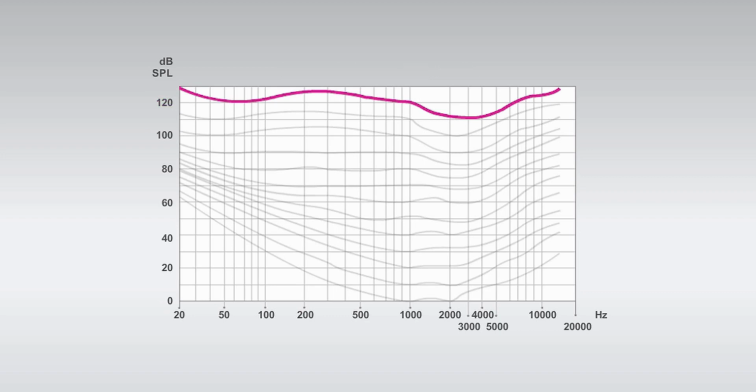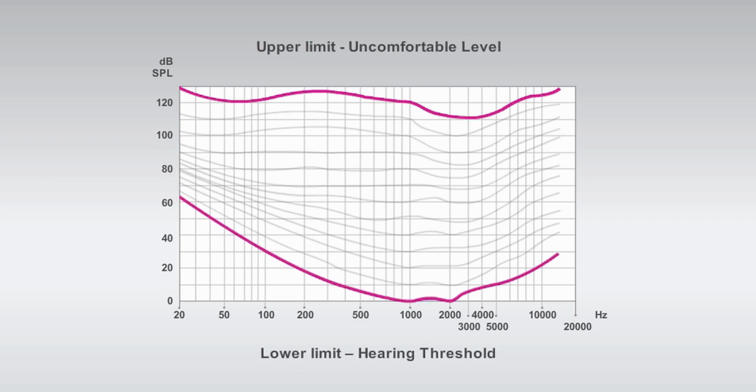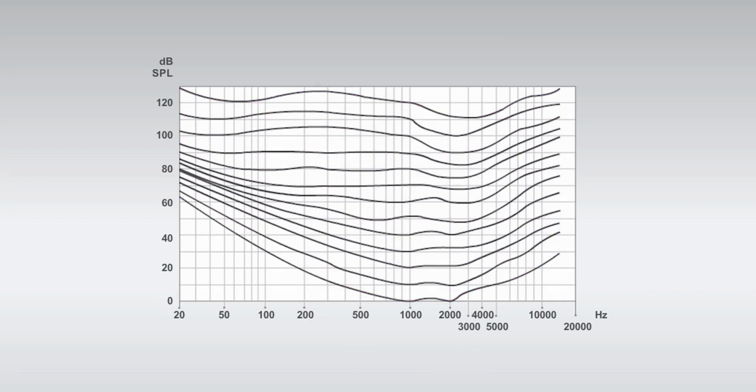We have now determined an upper and a lower limit for a person with normal hearing. An upper limit of 120 Phon and a lower limit of 0 Phon. Within this range, a person with normal hearing is able to perceive sounds.